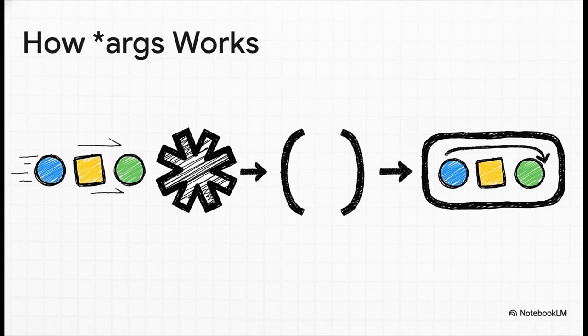So what's really happening under the hood? That asterisk tells Python to pack all the incoming positional arguments into a single tuple. And by the way, while args is the name everyone uses, you could technically call it anything, like star items. Then inside your function, you can just loop over this tuple to get every single item that was passed in.